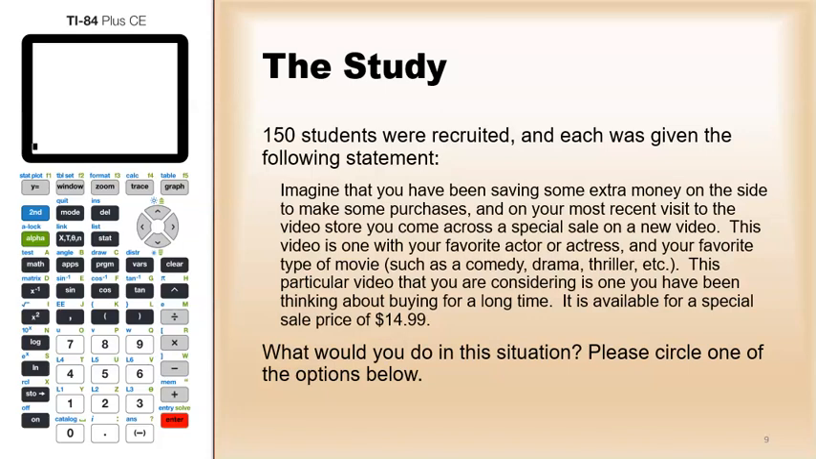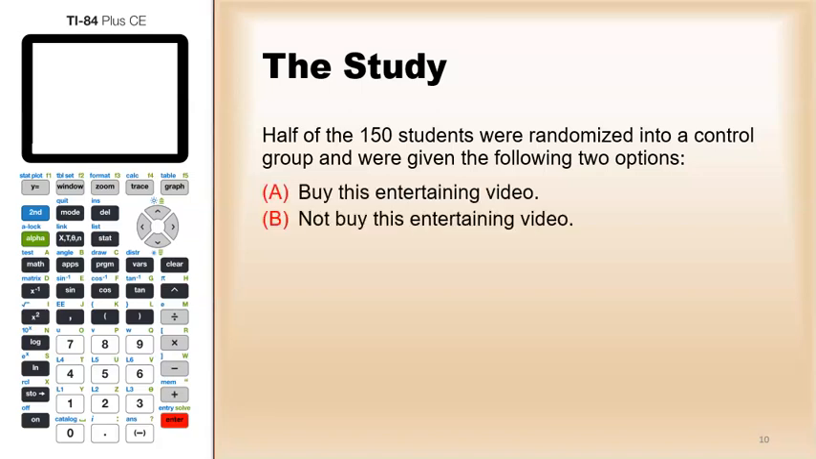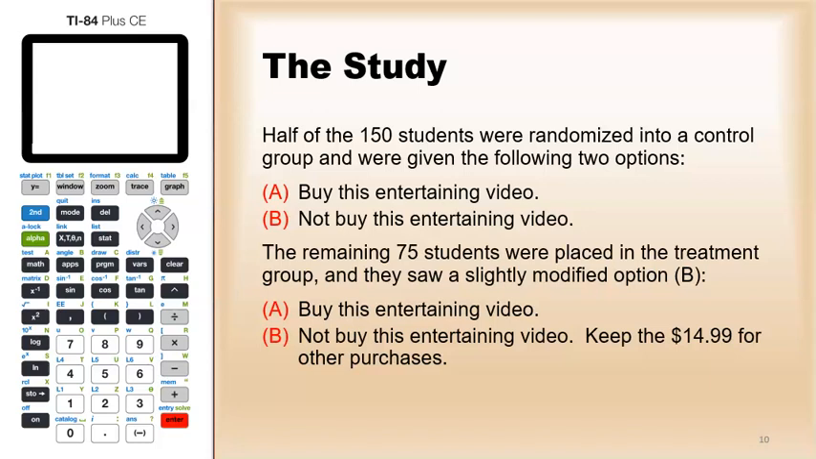So what would you do in this situation? Please circle one of the two options below. Now here's where the experiment comes into play. Half of the 150 students were randomized into a control group and were given the following two options. So either buy this entertaining video or not buy this entertaining video. The remaining 75 students were placed in the treatment group and they saw a slightly different option B. So buy this entertaining video or not buy this entertaining video, keep the $14.99 for other purchases.